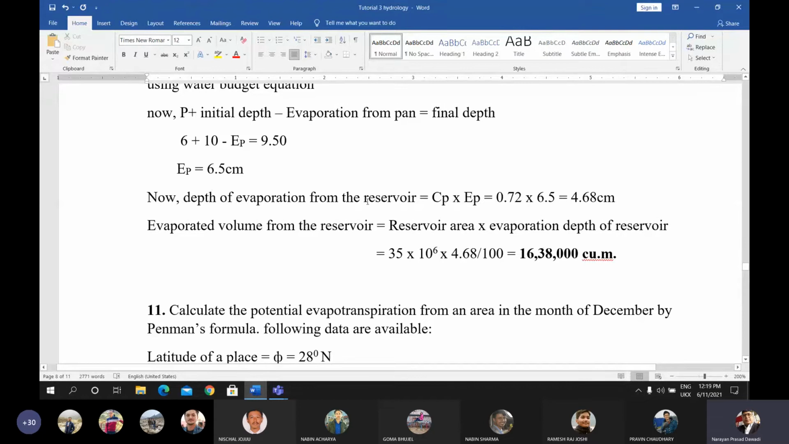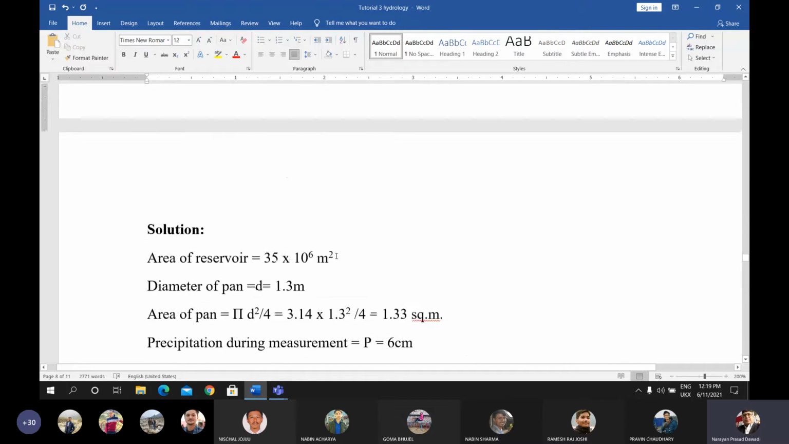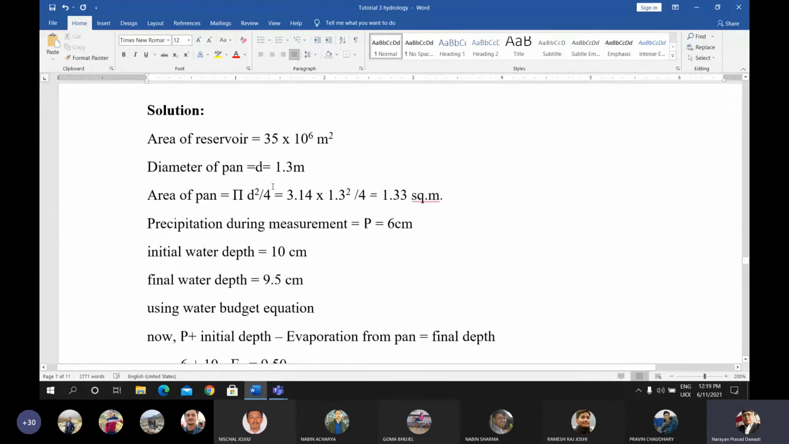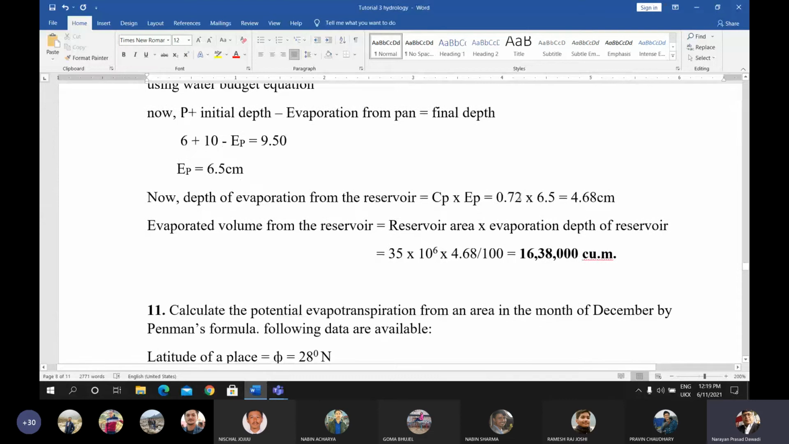Now the depth of evaporation from the reservoir. The depth of evaporation from the reservoir or lake is equal to pan coefficient into EP. The pan coefficient is given as 0.72 in the question. Now 0.72 into evaporation loss from the pan, EP, 6.5 centimeter, gives the total depth of evaporation from the reservoir as 4.68 centimeter.